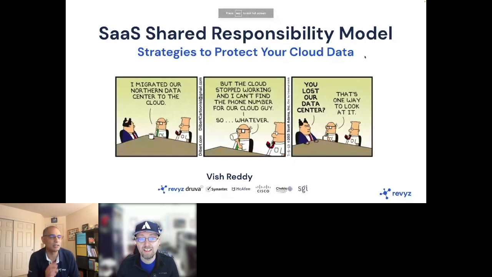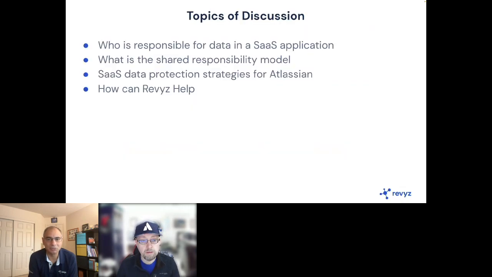With that, there are 4 topics of discussion today. Who is responsible for data in a SaaS application? What is the shared responsibility model? What are some of the strategies which you could deploy for protecting your data in a SaaS environment? And last, we'll briefly talk about how Revyz can help.